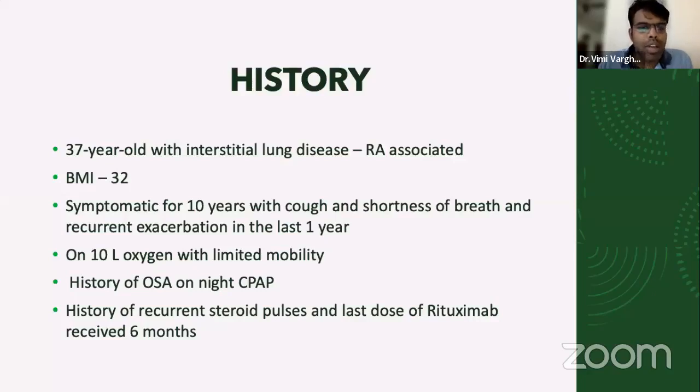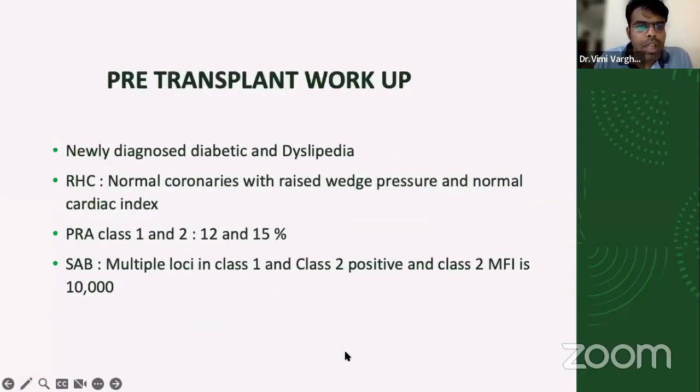He gives a history of recurrent steroid pulses, and the last dose of rituximab was given around 6 months back. In the pre-transplant workup, he's newly diagnosed diabetic and dyslipidemic. RHC shows normal coronaries with raised wedge pressure and normal cardiac index. PRA class 1 is around 12% and class 2 is 15%, with SAB of multiple loci in class 1 and class 2, which is sensitized. And the highest MFI was in class 2, which is around 10,000.